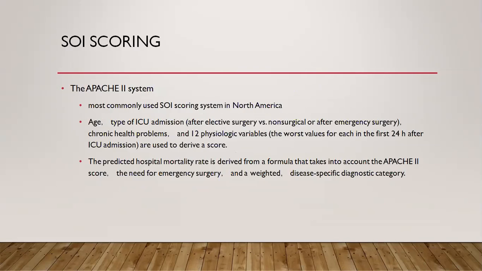It uses the age of the patient, the type of ICU admission, whether it be elective surgery, non-surgical, or after emergency surgery, chronic health problems, and 12 physiologic variables. The worst values for each in the first 24 hours after ICU admission are used to derive a score. The predicted hospital mortality rate is derived from a formula that takes into account the APACHE 2 score, the need for emergency surgery, and a weighted disease-specific diagnostic category.